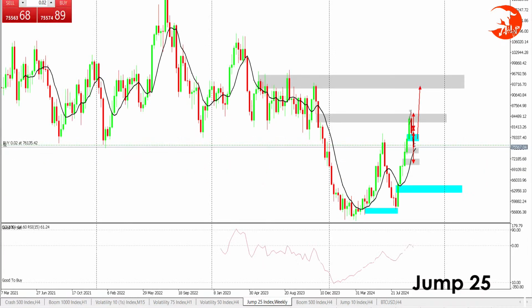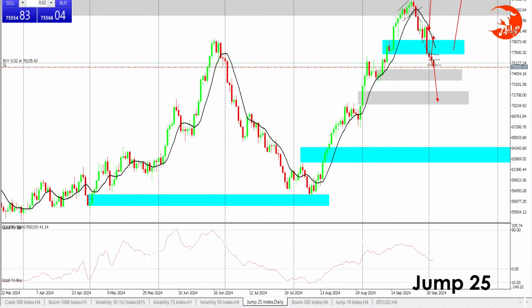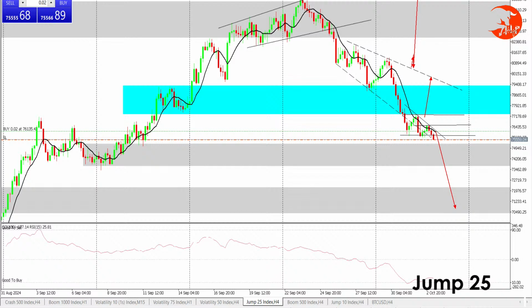Let's look at the weekly. The weekly says buys, the daily says buys, and the H4 says buys. So this, I can conclusively say, it's a manipulation. It's a manipulation. All right.